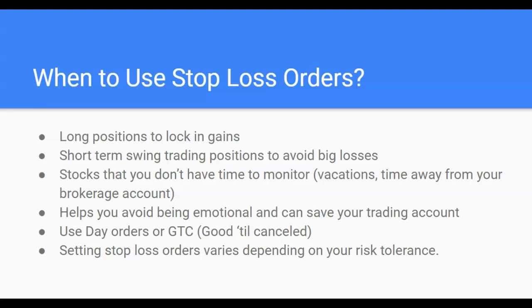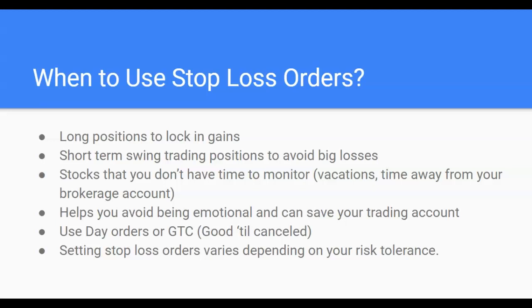So one of the things we want to do when we're buying stocks is cut losses when it's going against us, and this just helps avoid the whole emotional, hope and pray strategy that it's going to bounce back. You can save your account because, guys, one bad trade can wipe out your entire account or wipe out all the gains that you recently made.